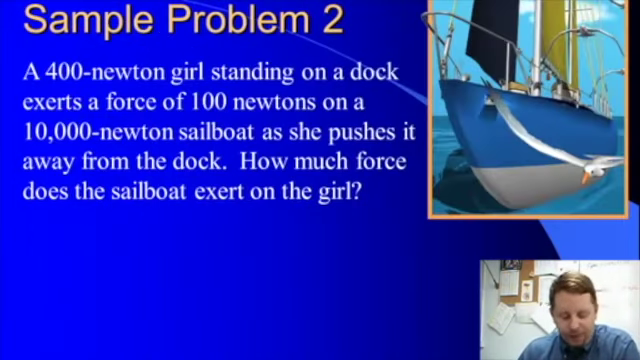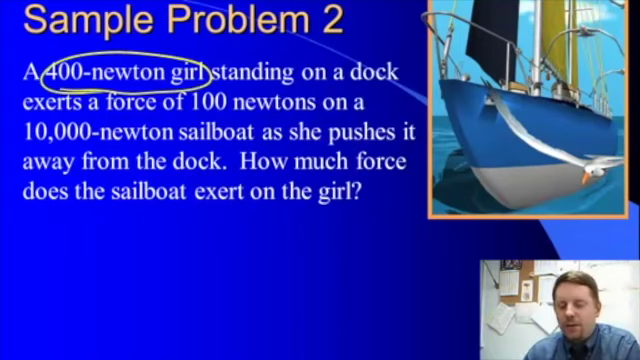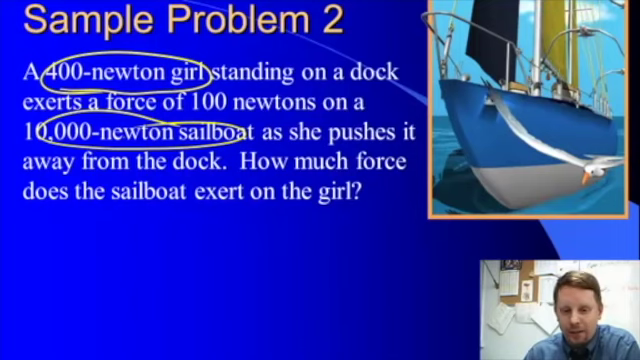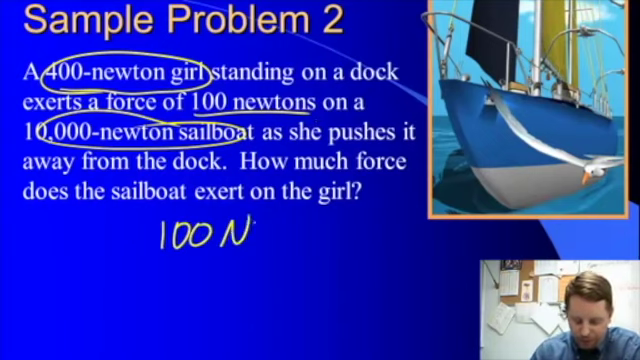Or how about this one? A 400 Newton girl standing on a dock exerts a force of 100 newtons on a 10,000 Newton sailboat as she pushes it away from the dock. How much force does the sailboat exert on the girl? This is more a problem with understanding what you're being told as opposed to a physics problem. A 400 Newton girl, well, that's telling you the weight of the girl, not the force she's pushing the sailboat with. A 10,000 Newton sailboat is telling you the weight of the sailboat. Again, not the force. The girl's pushing with the force of 100 newtons on the sailboat, so the sailboat must push back on her with the force of 100 newtons, just in the opposite direction.